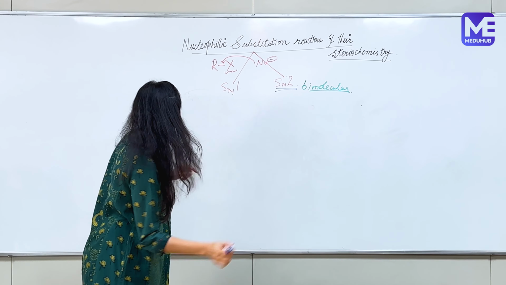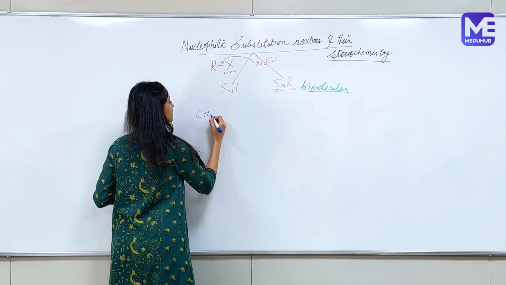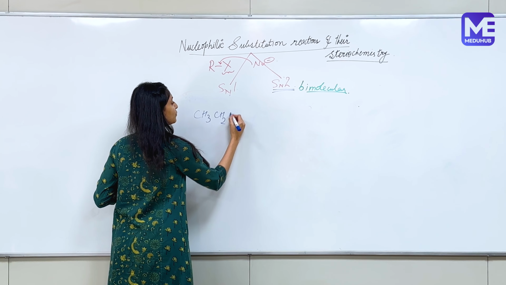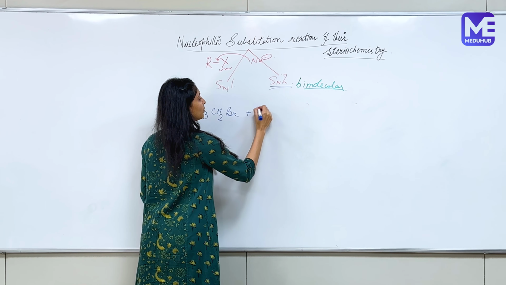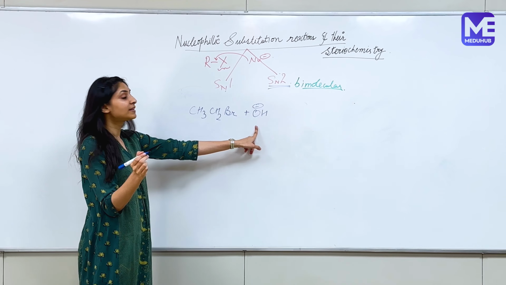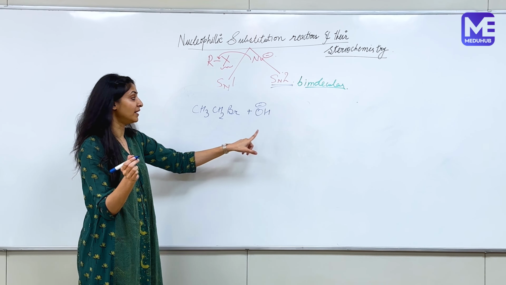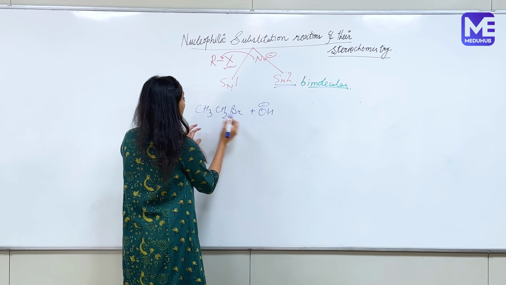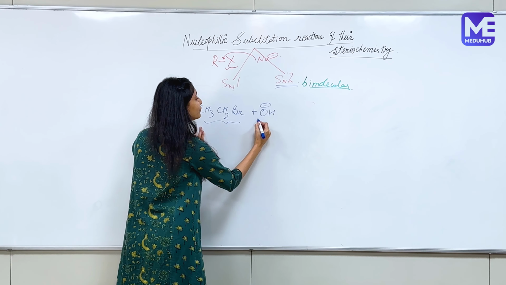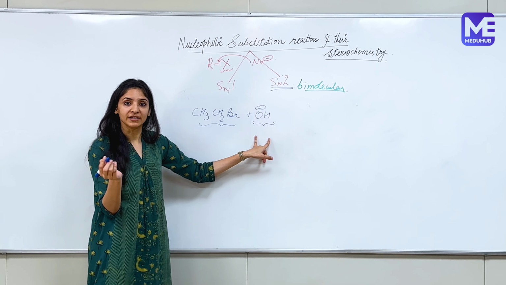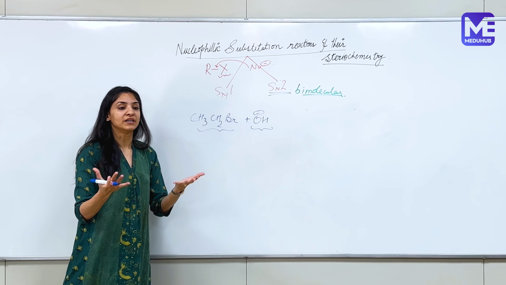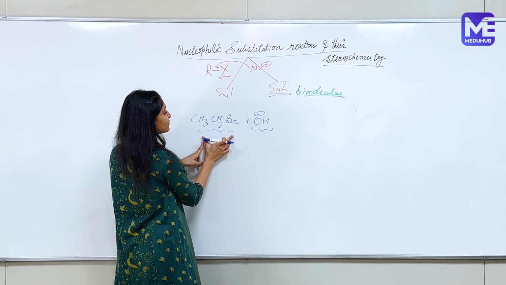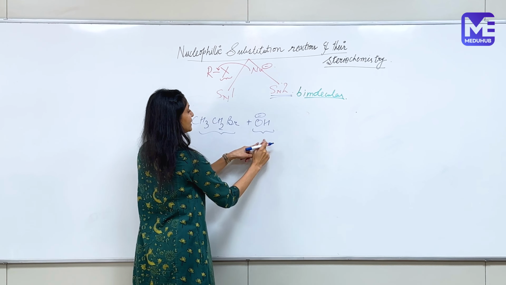For an SN2 mechanism, let us take this example: CH3CH2Br reacting with the nucleophile, let's say OH minus again. This is a one-step process where the concentration of both of these will determine the rate of the reaction. It is a bimolecular reaction with second order kinetics. So the rate of the reaction will depend on the concentration of both of these.